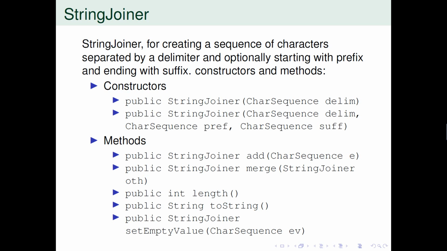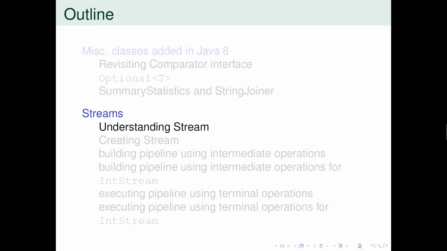Something equivalent of this is also available from the streams, and we'll see the streams. So this is StringJoiner, and now I think we have to move to the streams. So any questions up to this point? Because now it's a new topic we are going to. And these were all small classes which were added. Okay, that's what we have seen. But now we have to look at the streams. Any questions?